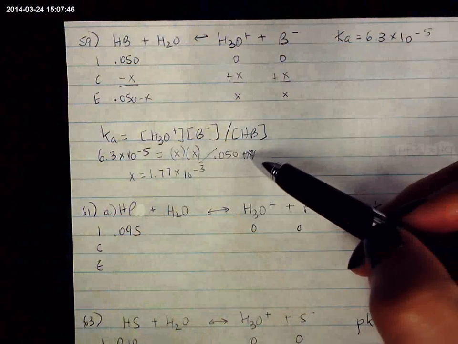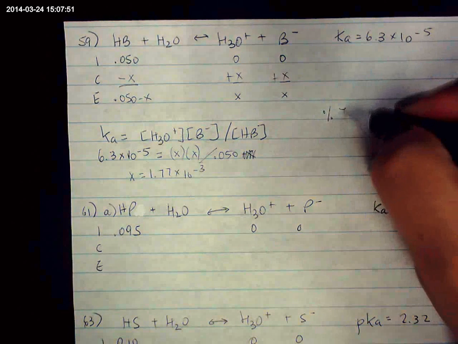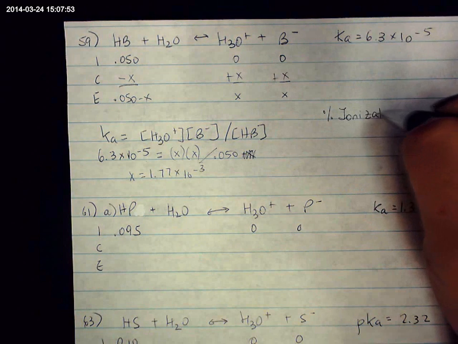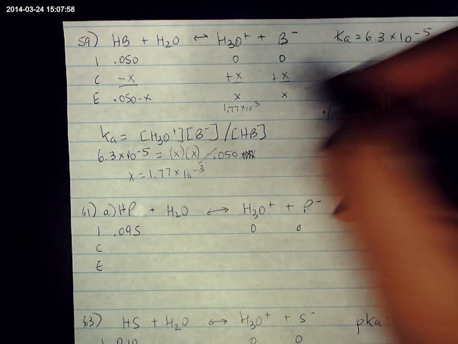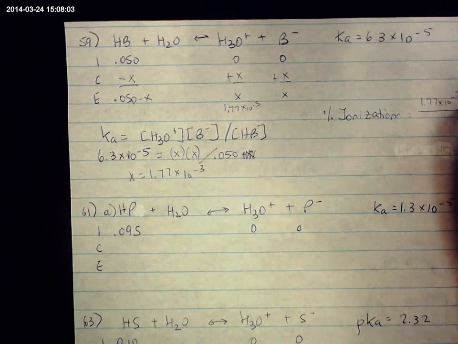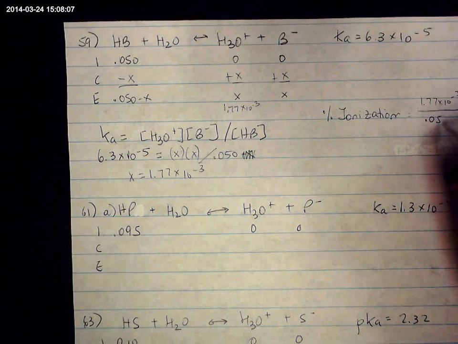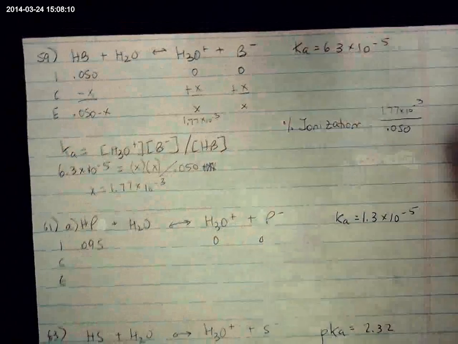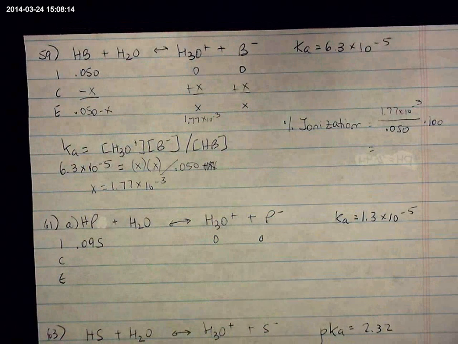Let's see if it was correct for us to ignore that x contribution in the denominator. So we're going to calculate the percent ionization. What I'm saying is that this value here is 1.77 times 10 to the negative third. So if we do 1.77 times 10 to the negative third, the amount of hydrogen ions that you produced, divided by my original concentration of acid, which is 0.050, and multiply that by 100 to change that decimal to a percent. Let's keep our fingers crossed that that value is less than 5%, because then we're okay.